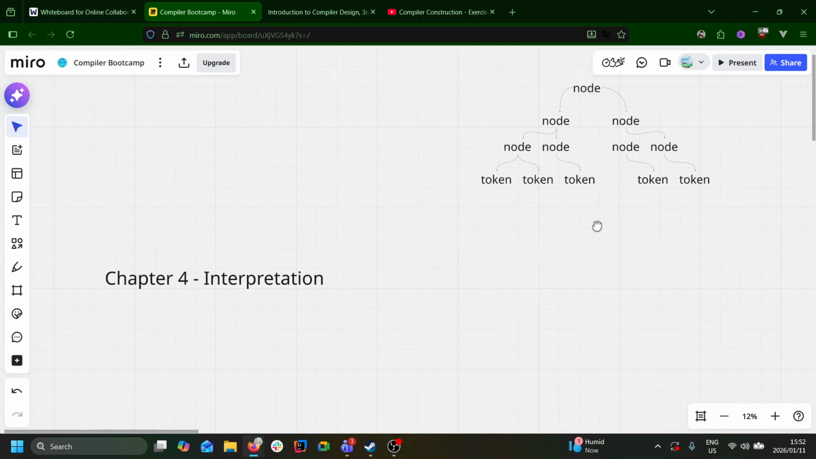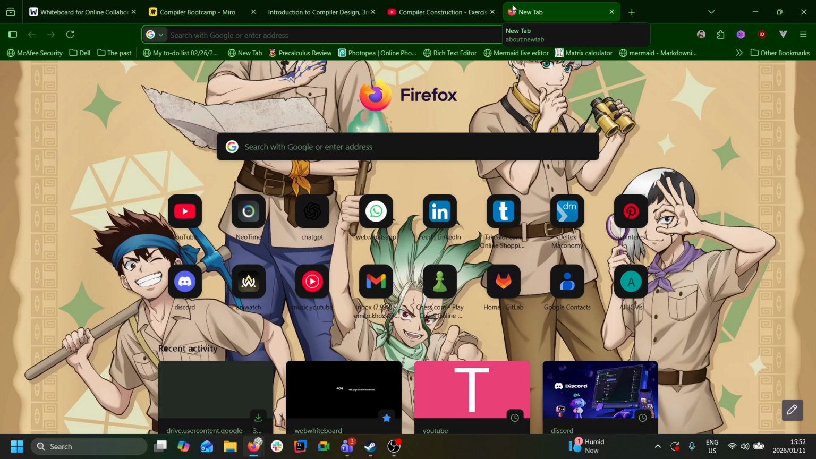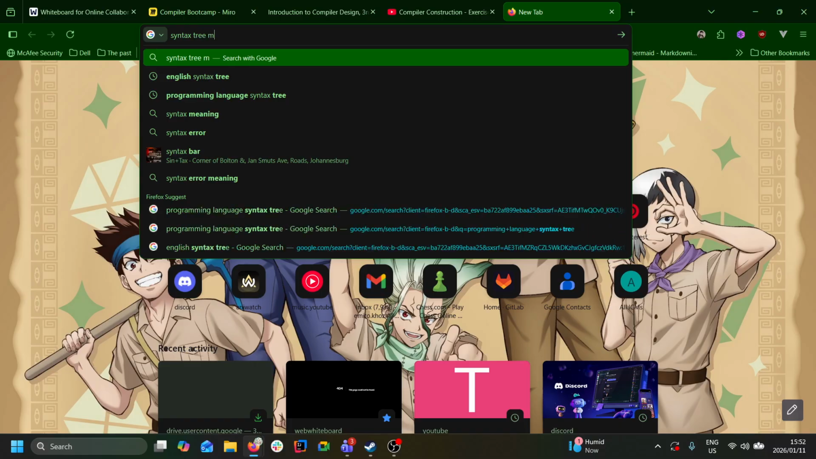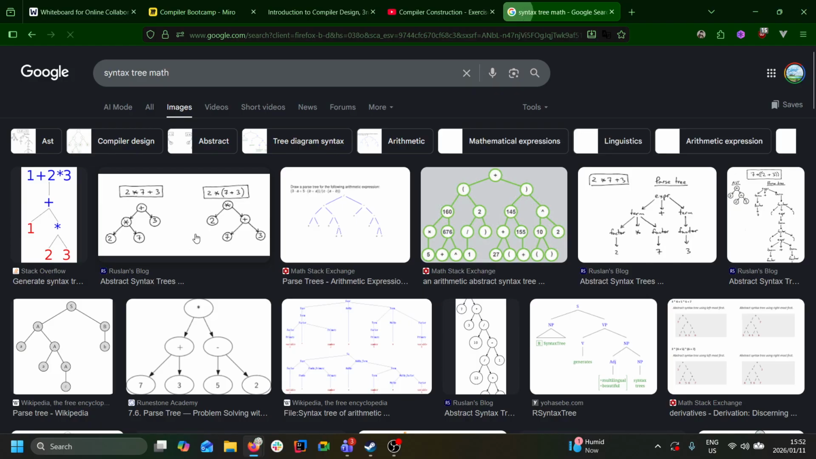And in chapter four, this chapter is all about interpretation. And the whole point of interpretation is evaluation, where you've now paused your code and now you want to get an output out of it. You want to get a result. You want it to evaluate. And an example of this that I like to refer to is syntax tree math. It's just like a math equation.